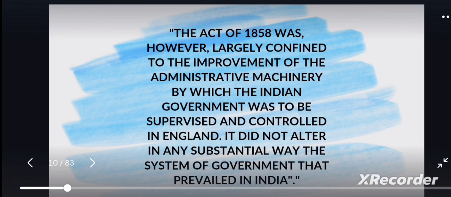The Act of 1858 was, however, largely confined to the improvement of the administrative machinery by which the Indian government was to be supervised and controlled in England. It did not alter in any substantial way the substance of the government that prevailed in India.